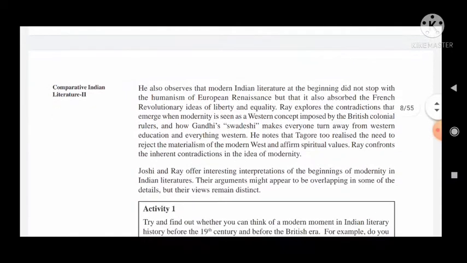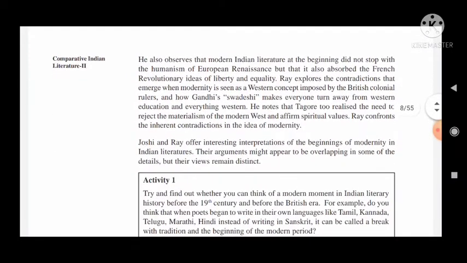He also observes that modern Indian literature at the beginning did not stop with the humanism of the European Renaissance, but that it also absorbed the French revolutionary ideas of liberty and equality.